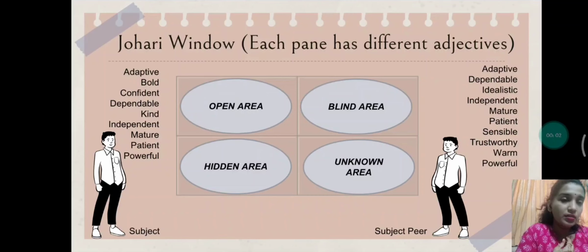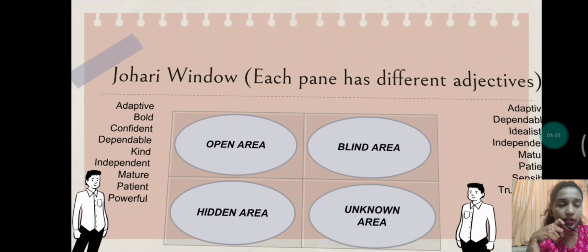As you can see on the slide, each pane has different adjectives. With these adjectives you describe yourself and you describe others also. The way it works is you get a subject, which is yourself, and the other is a peer, meaning your colleague. You pick all the things that describe yourself, and then your peer will do exactly the same. The next step is where you compare both lists.